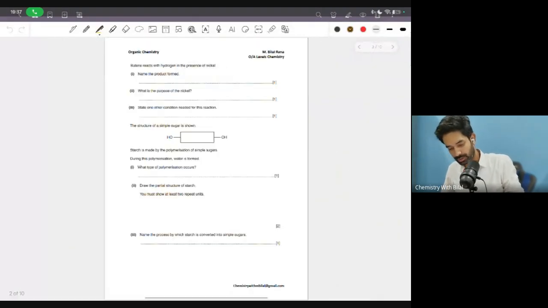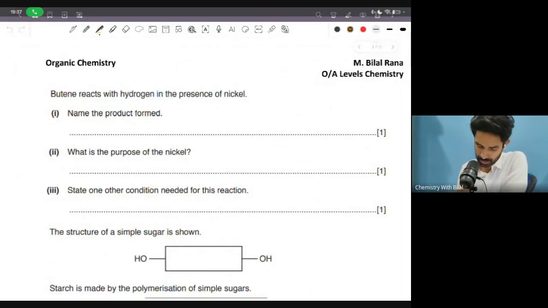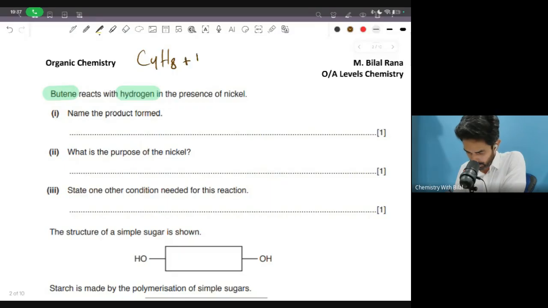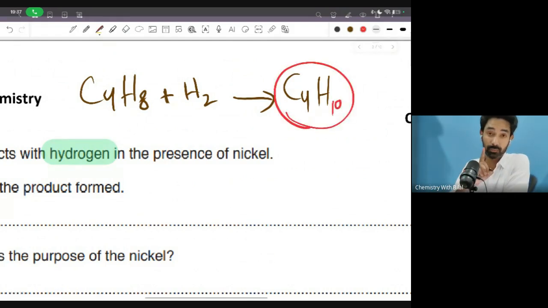And complete combustion produces carbon dioxide and water. All 3 parts of this question. Let's start. Butene reacts with hydrogen. Butene is an alkene with formula C4H8. It reacts with hydrogen. Ene reacts with hydrogen to form ane. So hydrogen will be added. Now you will have 10 hydrogen. It is an addition reaction since you only got one product.